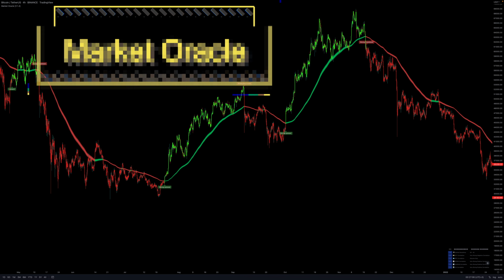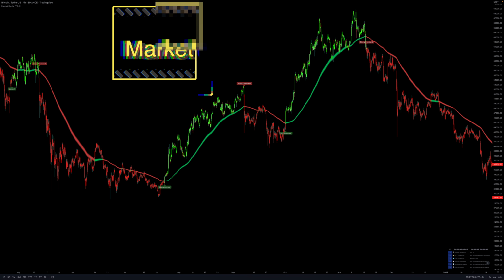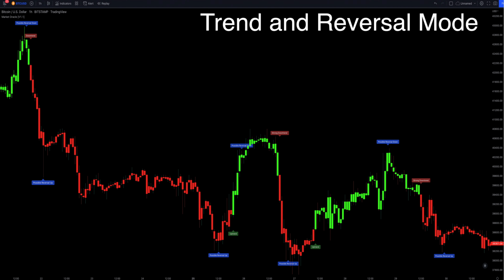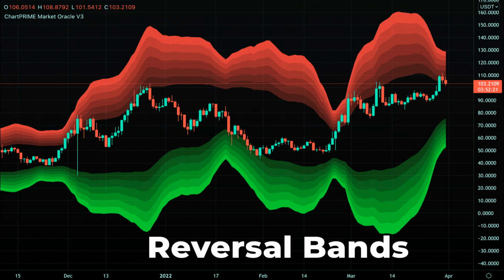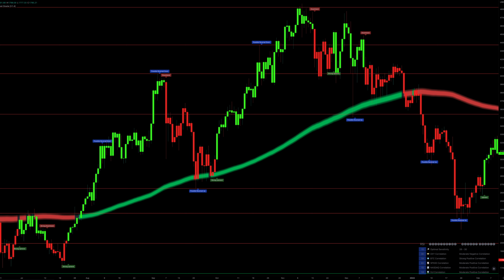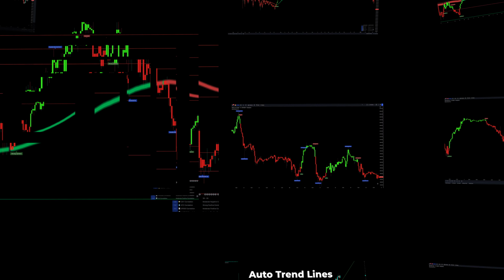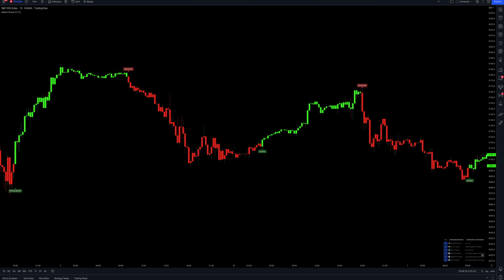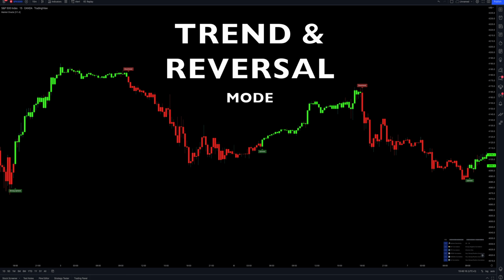The Market Oracle is the most versatile indicator in our trading suite. It houses 8 different indicators within one robust, multi-purpose indicator. It's like indicator inception. Today, I'll be going over how to properly utilize and configure trend and reversal mode, along with a few other important settings on the Market Oracle.